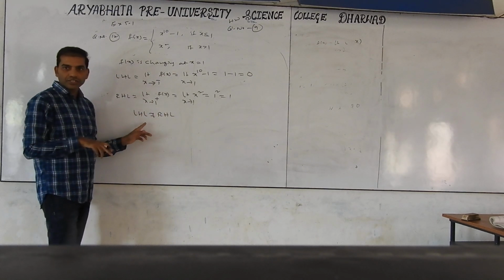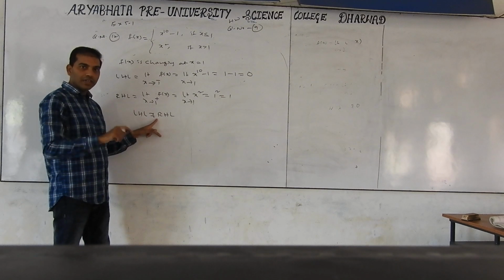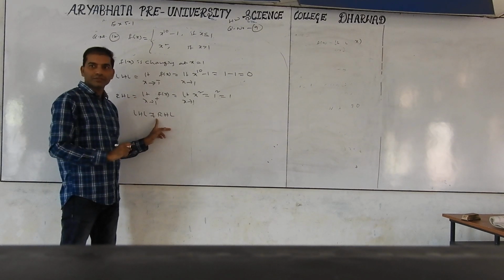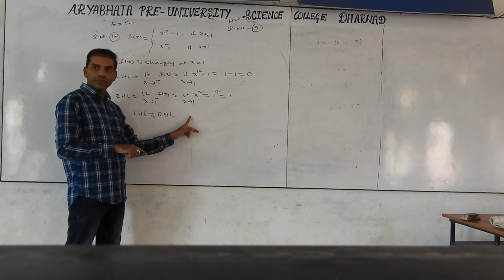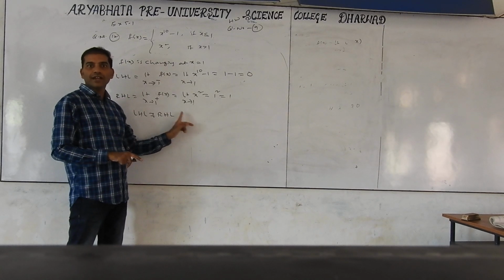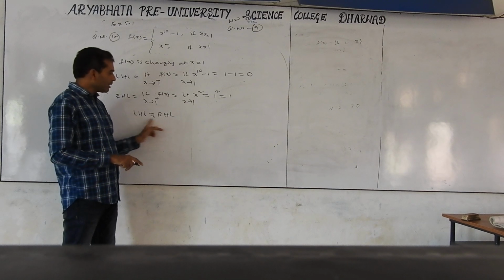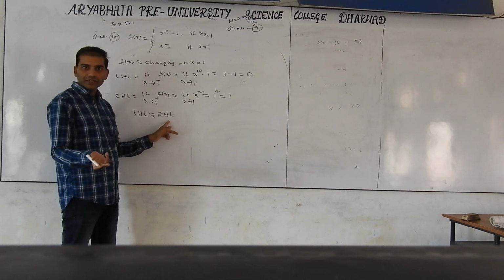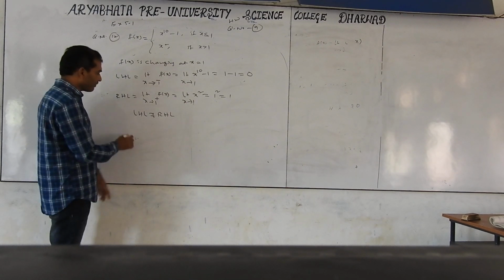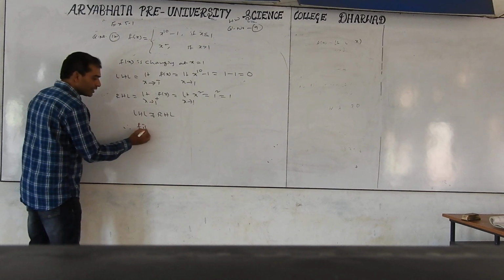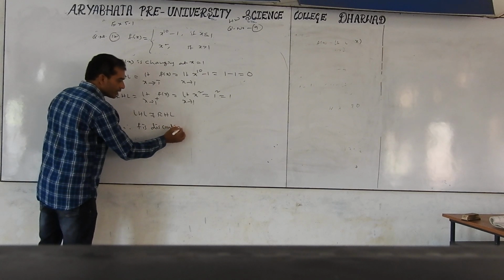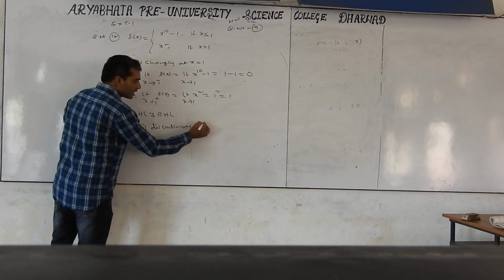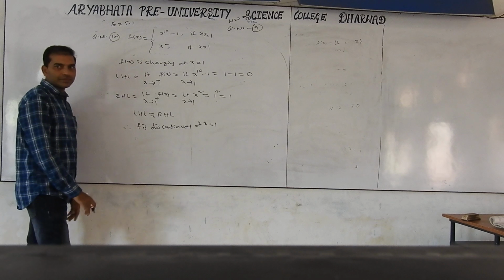Then no need to find function value. If it is equal, then go for function value. Okay, left limit equal to right limit equal to function value, then it is continuous at that point. Here left limit not equal to right limit means limit does not exist. Therefore, f is discontinuous at what point? F is discontinuous at x equal to 1.